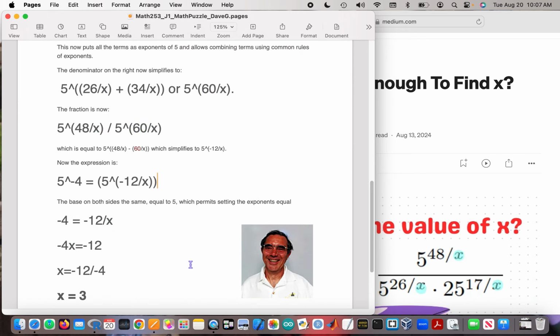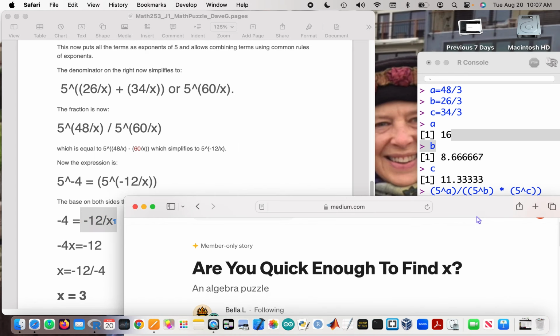We've now got two terms, one on each side of the expression. 5 to the negative 4 is the same as 5 to the negative 12 over x. And the reason for setting all the bases to the same value is that now they can be eliminated. So the exponents are negative 4 equal to negative 12 over x, and with a little bit of algebra, x is equal to negative 12 over negative 4, or equal to 3.